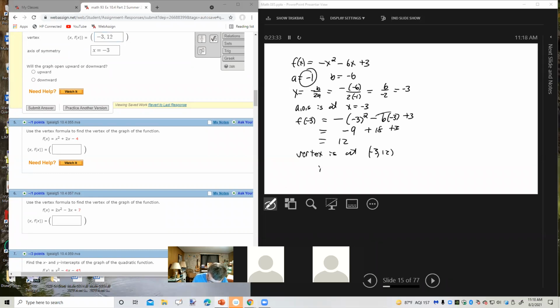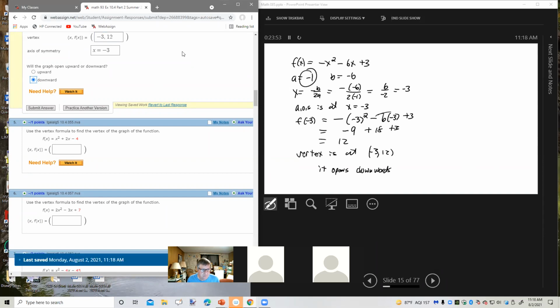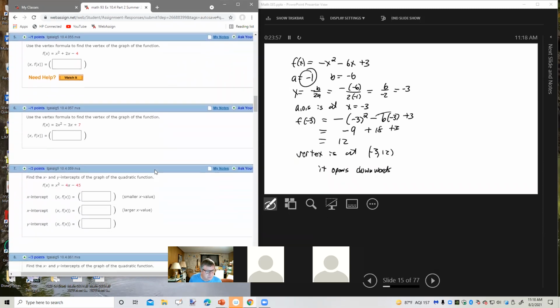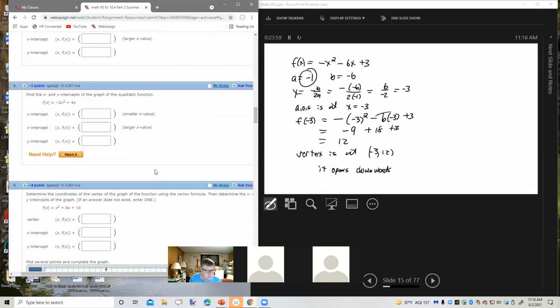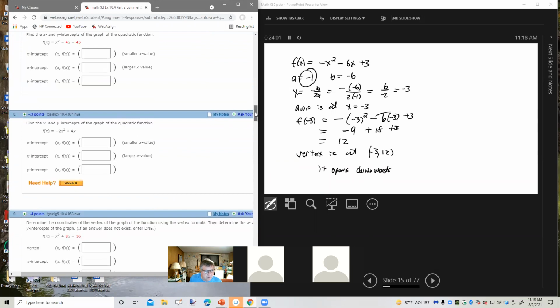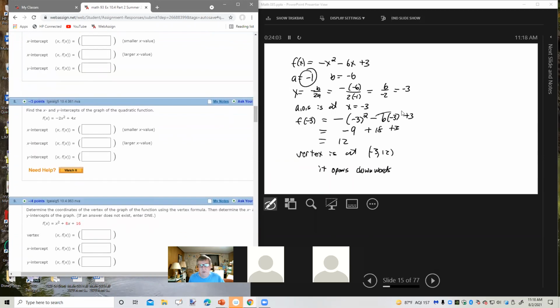All right. Does this thing open up or down? Since a is negative, it opens downwards. So we click on that. And again, I'm not going to submit it because that question is not the one I just did. All right. Any questions about that? Okay.